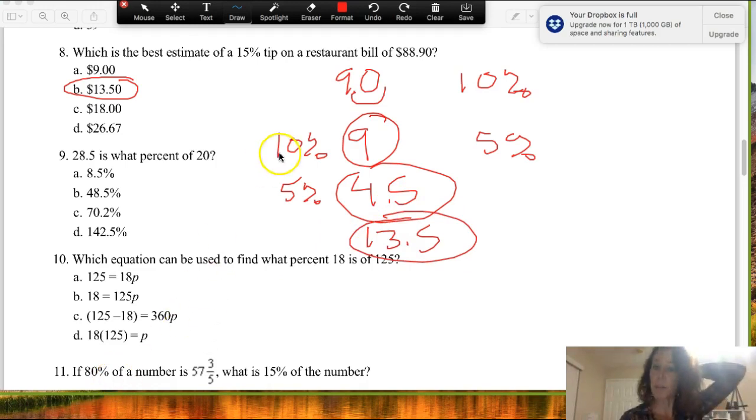A lot of times with 20%, I would just go, oh, well, round it up, 90 bucks. 10% would be $9, double it for a 20% tip, $18. That's how you do it.